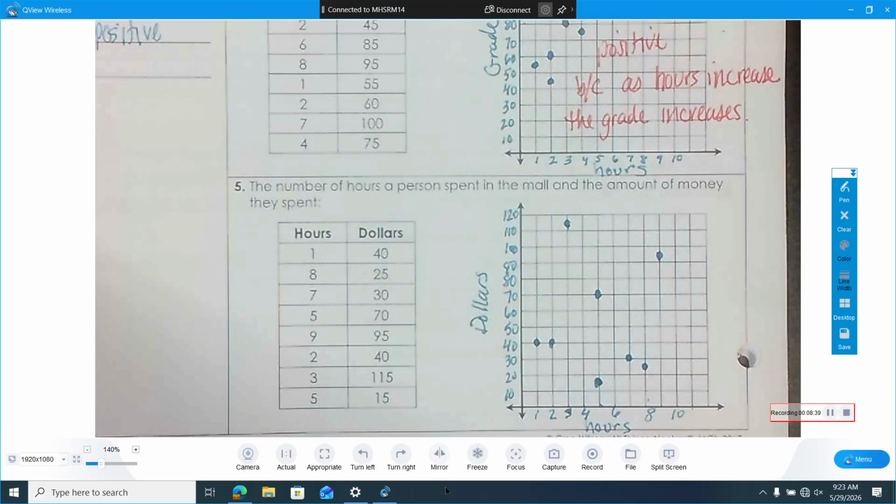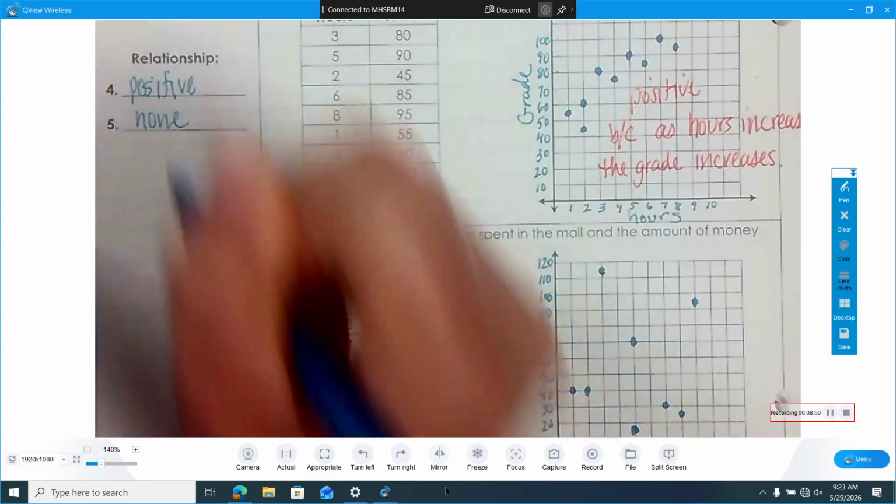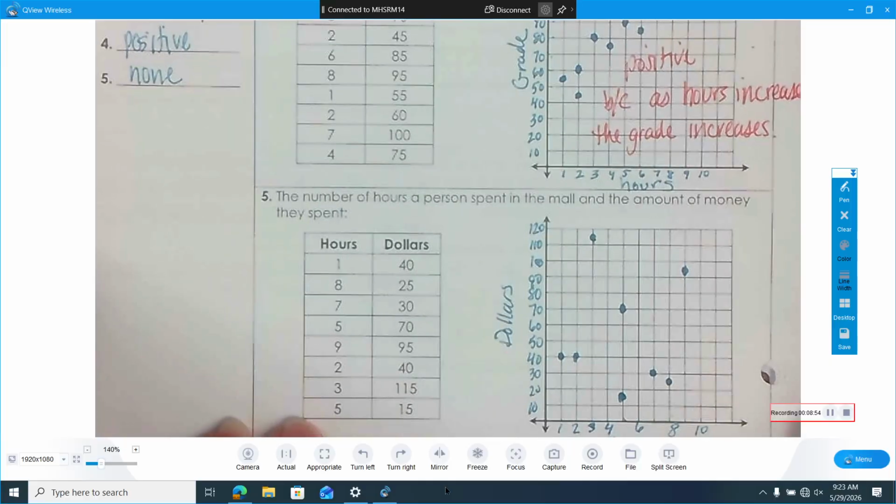Well, what do you think? Do you think this is a positive, negative, or no correlation? No correlation. There is no relationship there. Everything is scattered. It's just a big blob. There's no pattern. Okay, so pretty good. All right, any questions on those?